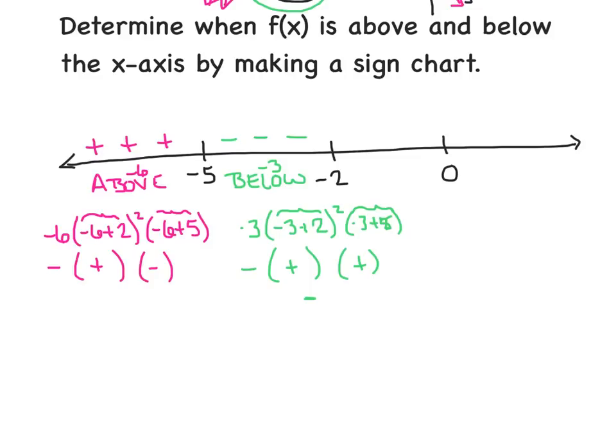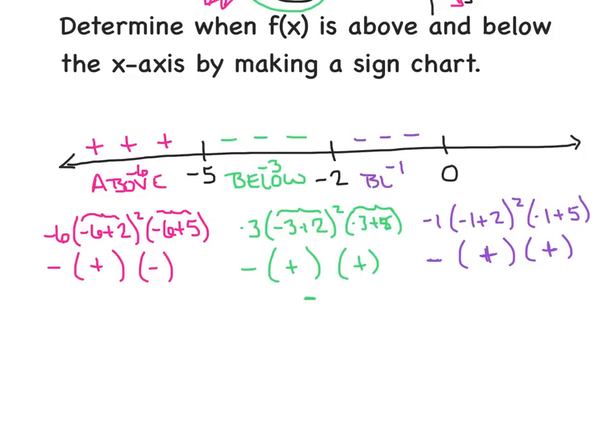All right, let's see if we can grab another color. I'm going to pick a negative 1, and I'm going to plug it into the original. Negative 1 plus 2 squared times negative 1 plus 5. And that gives me a negative times a positive times a positive. Oh my gosh, look at this. A negative times a positive ends up being a negative. Look at that. The graph stayed below.